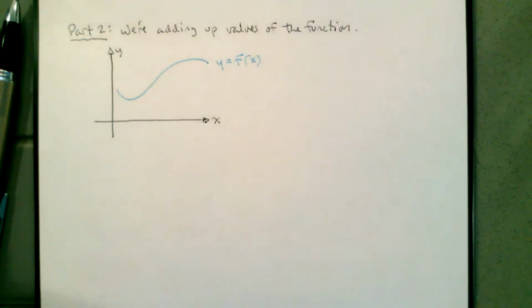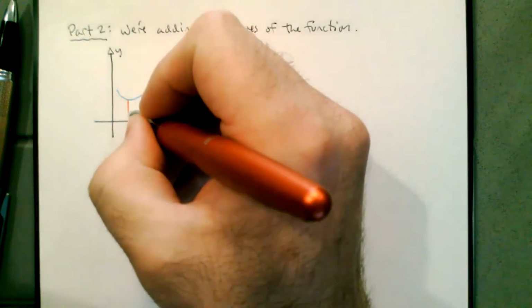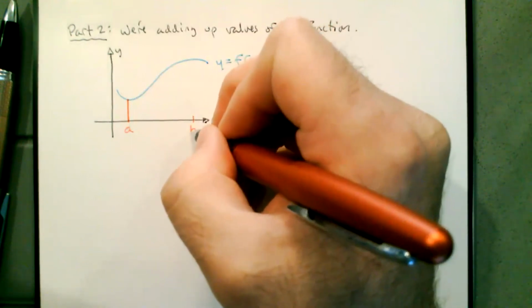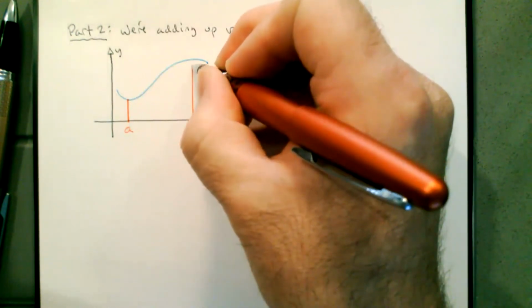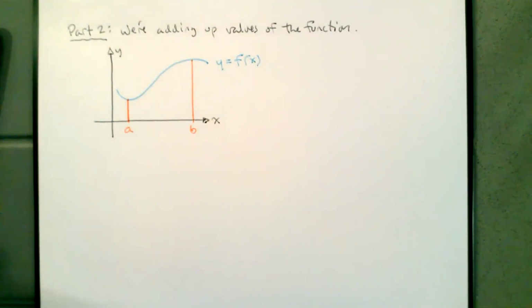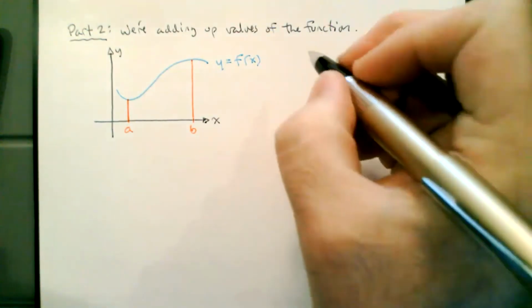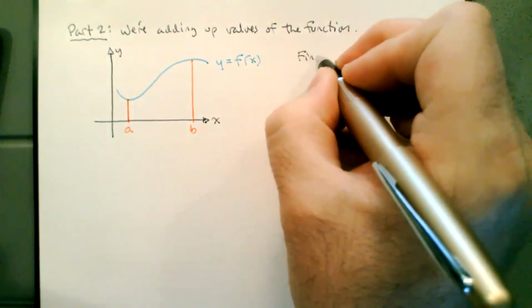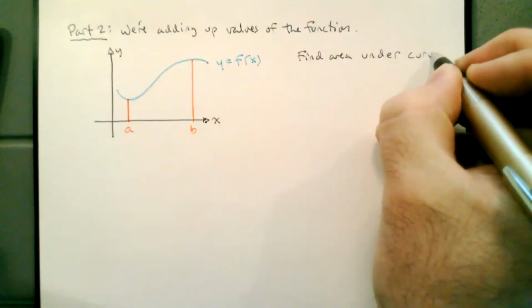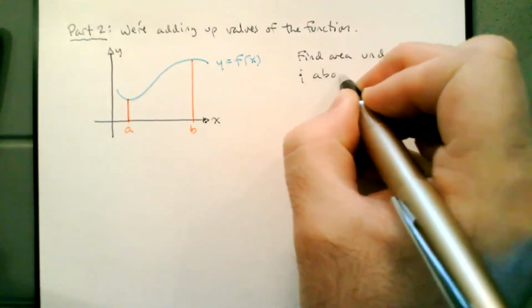Let's suppose we want to find the area under the curve f of x and above the interval, let's say from A to B. We want to find the area under the curve. Usually we just say under the curve, but we want to find the area under the graph of the function and above the interval from A to B. So find the area under the curve and above the interval.